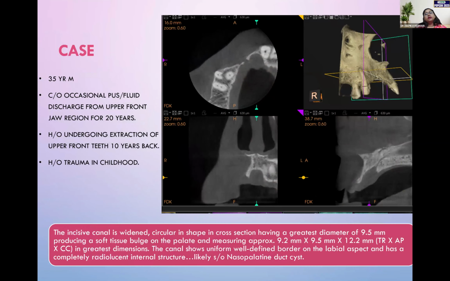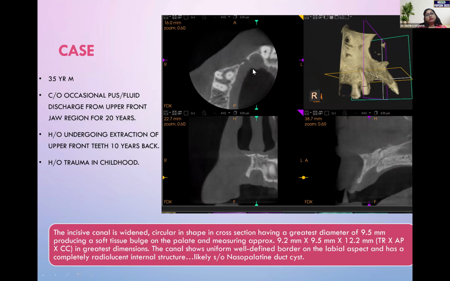Now, this patient was complaining of occasional pus discharge or fluid discharge from the upper front jaw region for 20 years. He gave a history of undergoing extraction of upper front teeth 10 years back, and also gave a history of trauma in childhood.